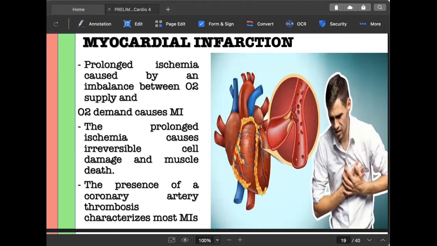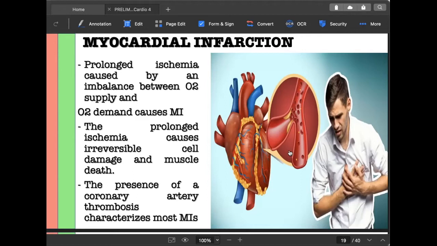It's because there's already insufficient blood as well as insufficient oxygen to that part of the heart. So the cells there are being damaged and the cardiac muscle is dying. Now, the presence of coronary artery thrombosis characterizes most of your MI, as you can see here.